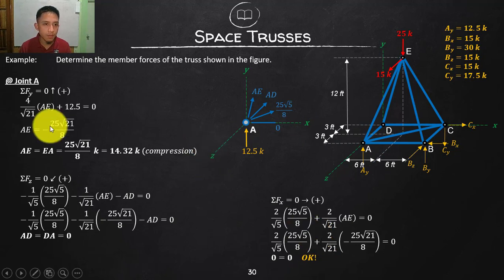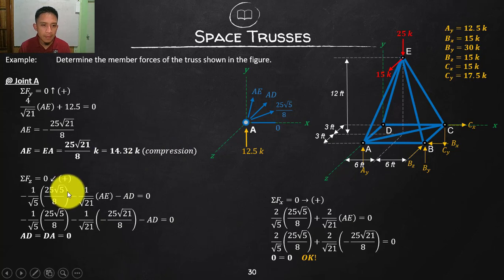Let's start by summating forces in Y. What are the members with Y? Only this, and of course your AY. The direction of AY is going up, so that is positive 12.5, and then the component of AE is going up, so that is still positive. As repeated a while ago, the projection over the length will be simplified as 4 all over square root of 21. So we have an unknown AE. With simple algebra, AE is negative 25 square root of 21 all over 8. Negative stands for wrong direction, so that should be compression.